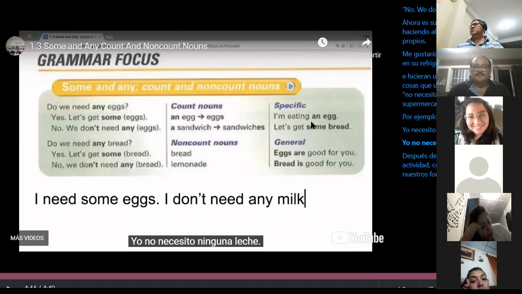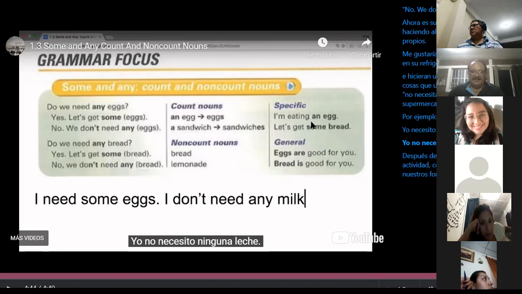Any other question? Remember that here we have some and any, el uso del some, el uso del any, count and non-count nouns. Okay, estas dos palabras se pueden usar con plurales o con sustantivos que no se pueden contar. Por ejemplo, you can say water, liquid. I need some water. Okay, necesito algo de agua, un poco de agua. I need some water. Or I need water. I don't need any water in this moment. Okay, I don't need any coffee. I don't need any milk.